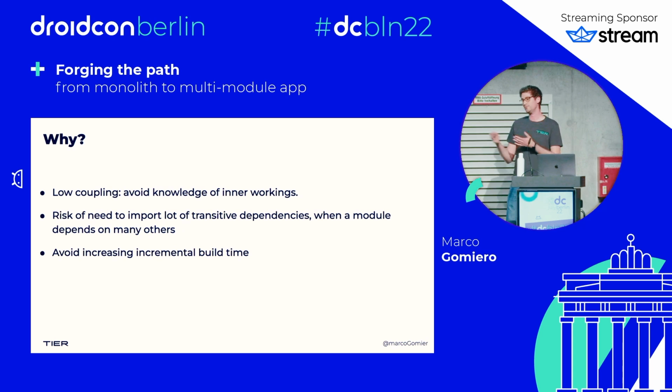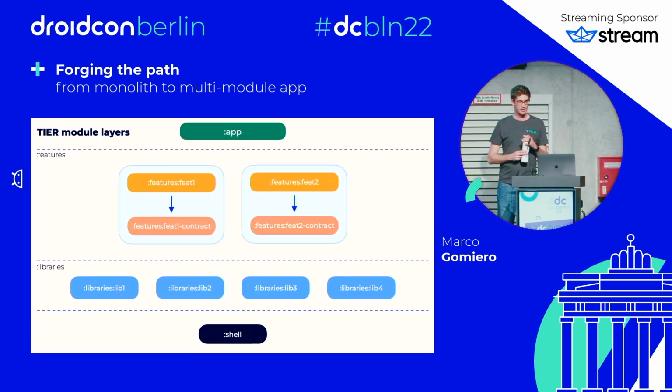And finally, the most important of the three is that you can avoid increasing the build time. Because if your module depends on another module, and then you change the implementation details of that module, then you have to rebuild everything. But if you're depending only on the contract and you change the implementation, then you're not rebuilding everything every time. And those were the feature modules.